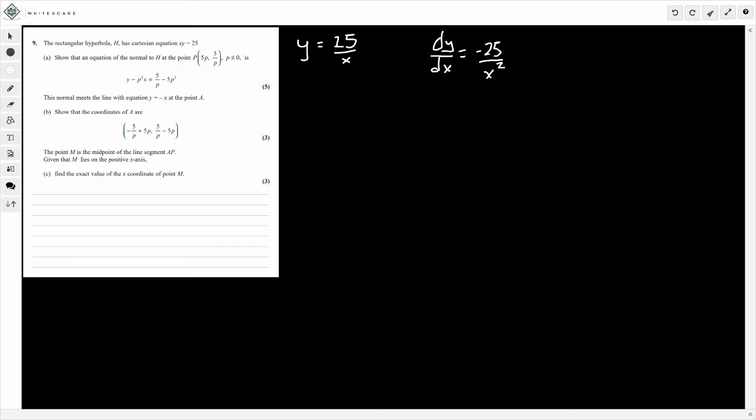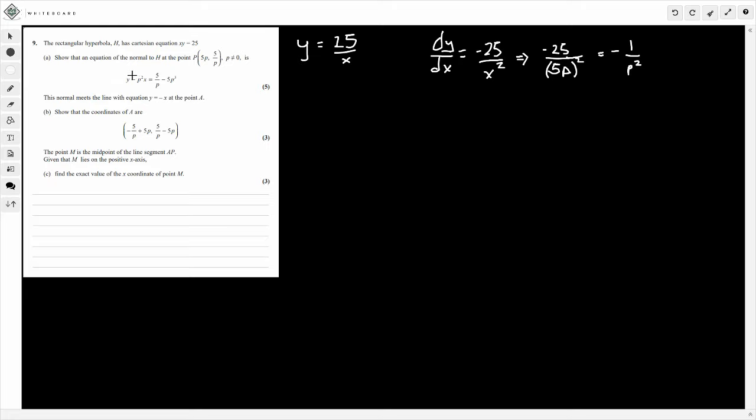And what we want to know is what's the gradient of this function at the point P, but what's the x coordinate? That's 5p. So what we're going to do is substitute 5p into here and square it. At that point, that's going to give me minus 25 divided by 5p all squared, so 5p squared. That's minus 25 divided by 25p squared, which gives me minus 1 over p squared once we simplify that.